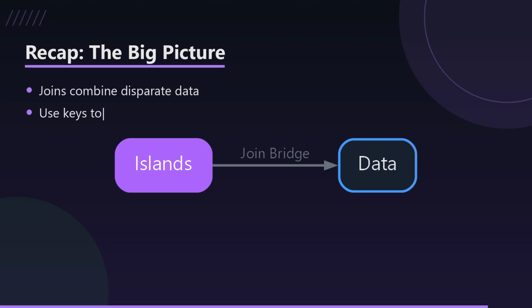To wrap up, joining multiple tables is the fundamental way we build comprehensive views of fragmented information. We use keys like IDs to link customers to their specific orders and items without repeating our data. In short, think of joins as bridges that connect separate islands of data into one complete story.